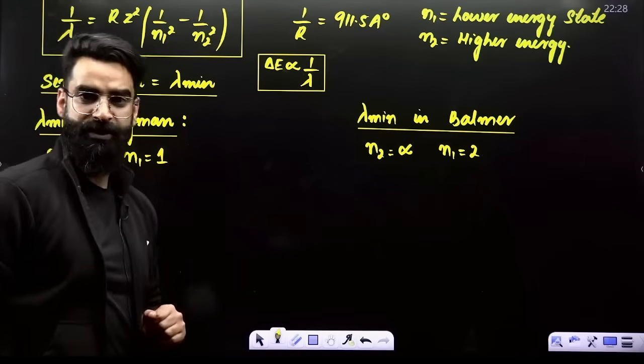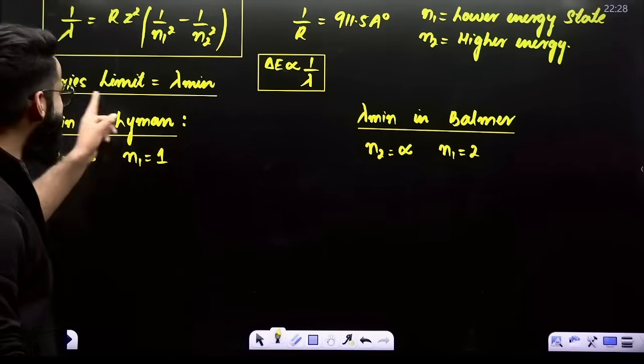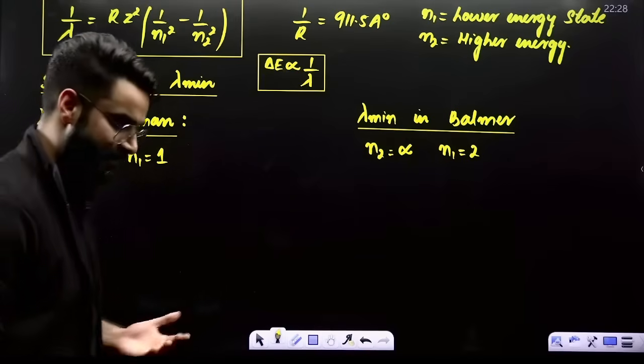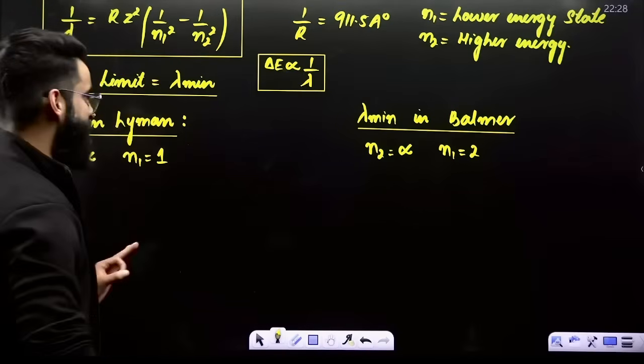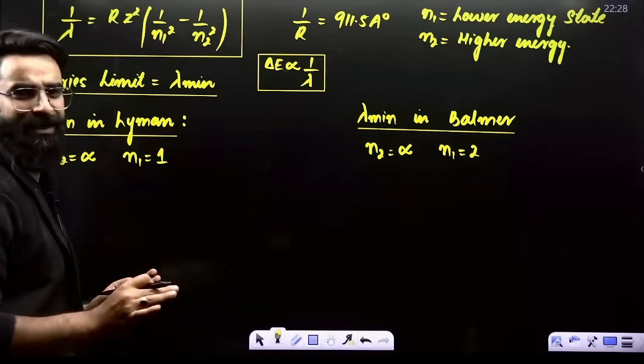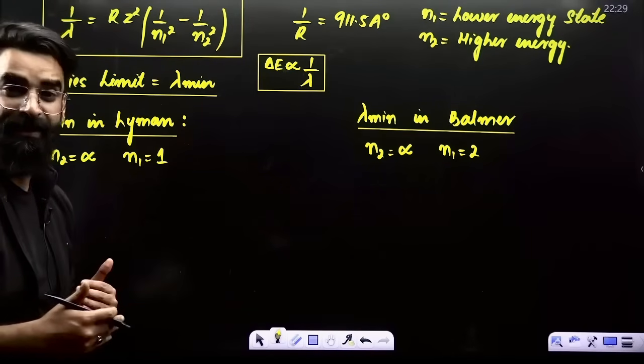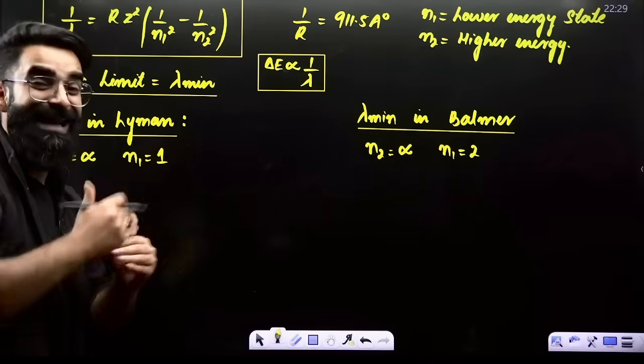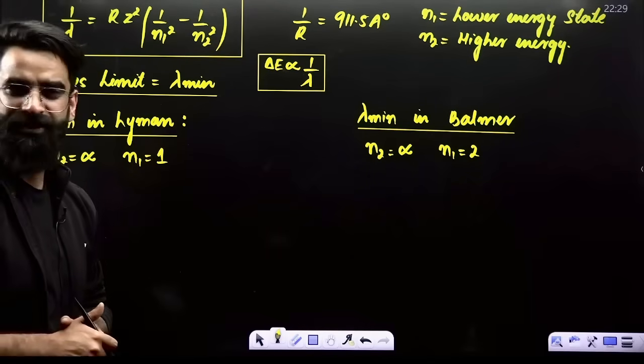My dear students, the second question. Calculation of series limit. What is series limit first of all? Series limit means minimum wavelength emitted or absorbed. Minimum wavelength emitted or absorbed when the electron makes a transition between 2 energy states.